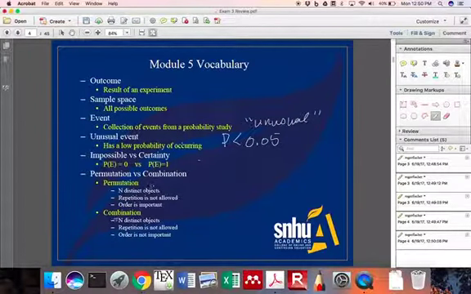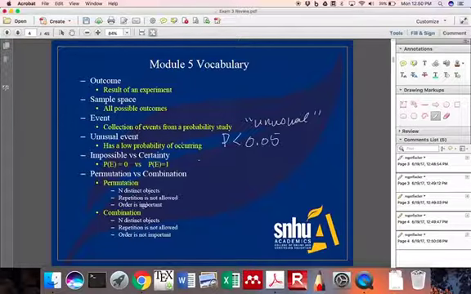I like to exercise. Now, if an event is impossible, it has probability 0. If an event is certain, it has probability 1. So if you're computing a probability and you get a number that is less than 0 or greater than 1, you have necessarily made a mistake.